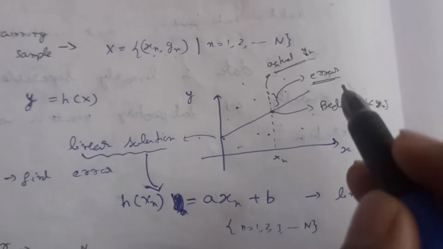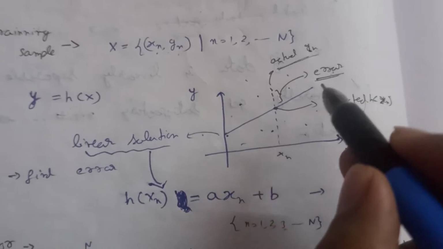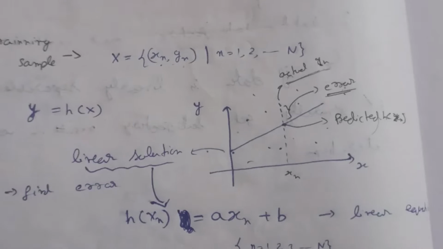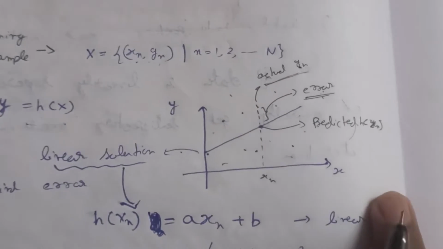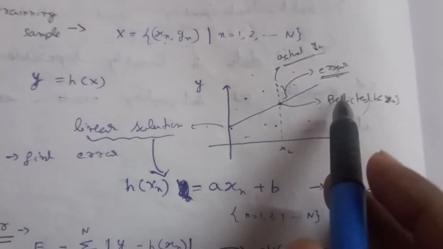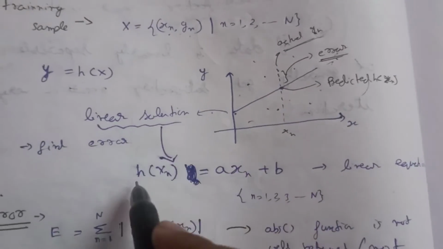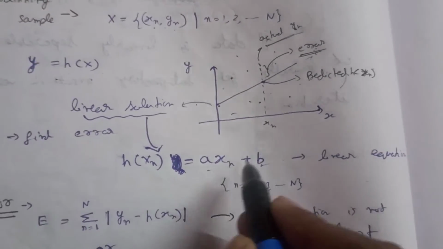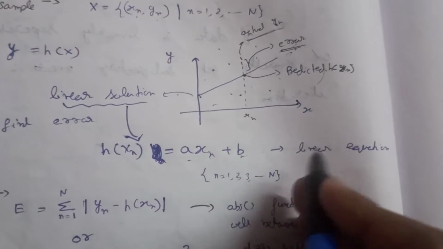Why is the error so important? Because to make our model perfect, we want to minimize our error. If our error is minimized, then we can say that our model or our function is approximately accurate, almost accurate. So let's see the solution. This is our one single line. Our linear solution is going to be h of xn equals a xn plus b, because this is the equation of a straight line. You already know that linear equation.